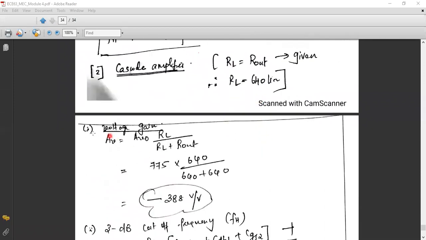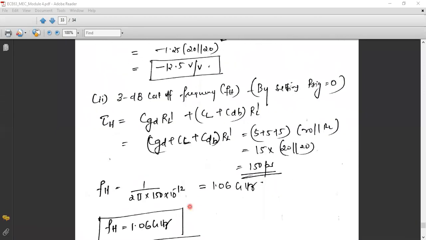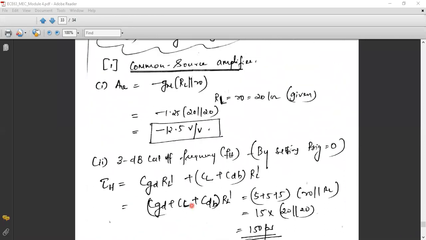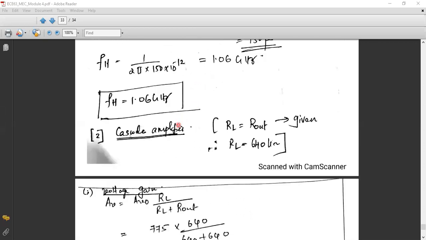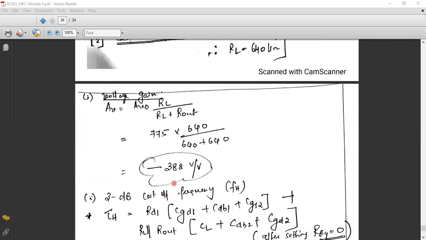So you can directly take our formula and substitute. Already we have computed this, so no need to rewrite again and again. So AV naught already we have done. So that value you can take, 775. Already we have computed the individual gain, right? And we have computed the product also. So the voltage gain has increased to 388. For CS, what was the gain? 12.5. So from 12.5, the gain has increased to 388.